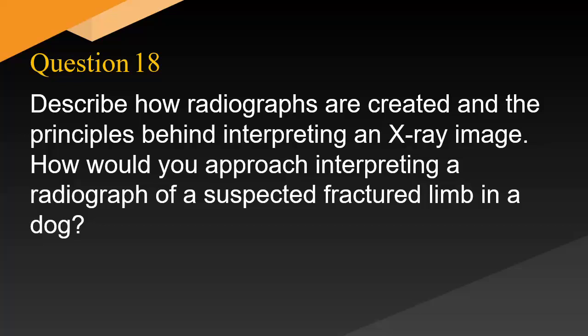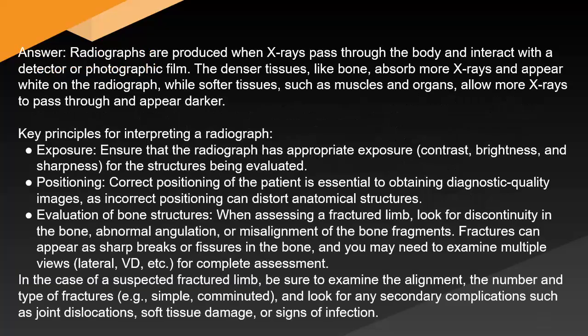Describe how radiographs are created and the principles behind interpreting an X-ray image. How would you approach interpreting a radiograph of a suspected fractured limb in a dog? Answer: radiographs are produced when X-rays pass through the body and interact with a detector or photographic film. The denser tissues like bone absorb more X-rays and appear white on the radiograph, while softer tissues such as muscles and organs allow more X-rays to pass through and appear darker.